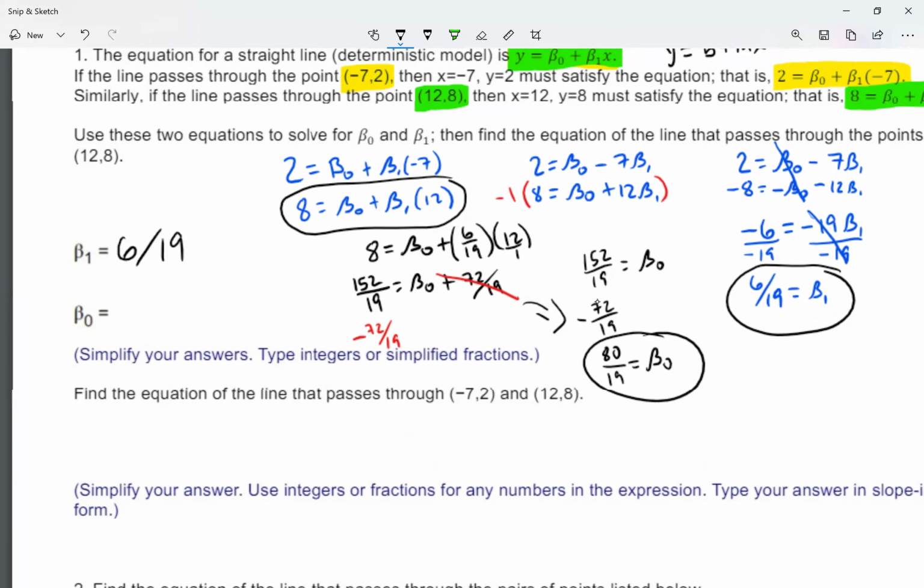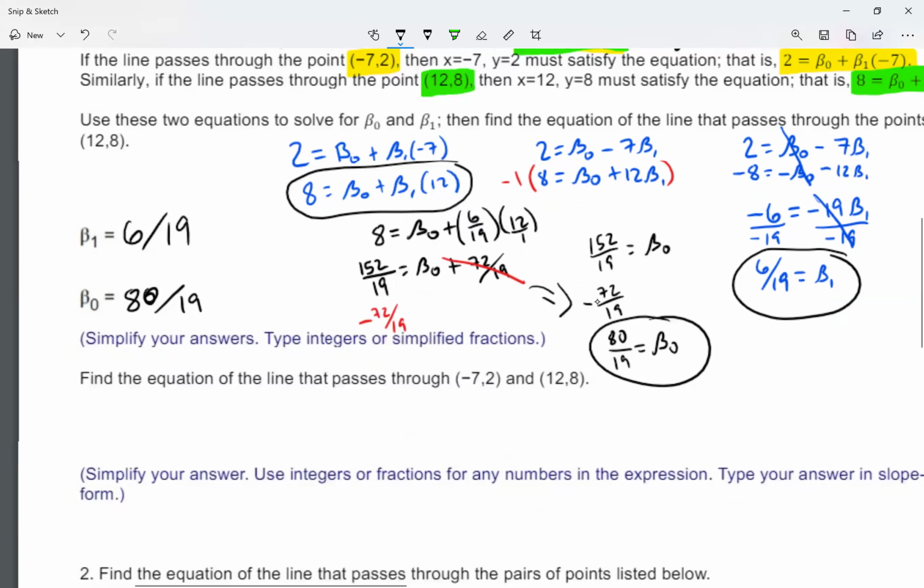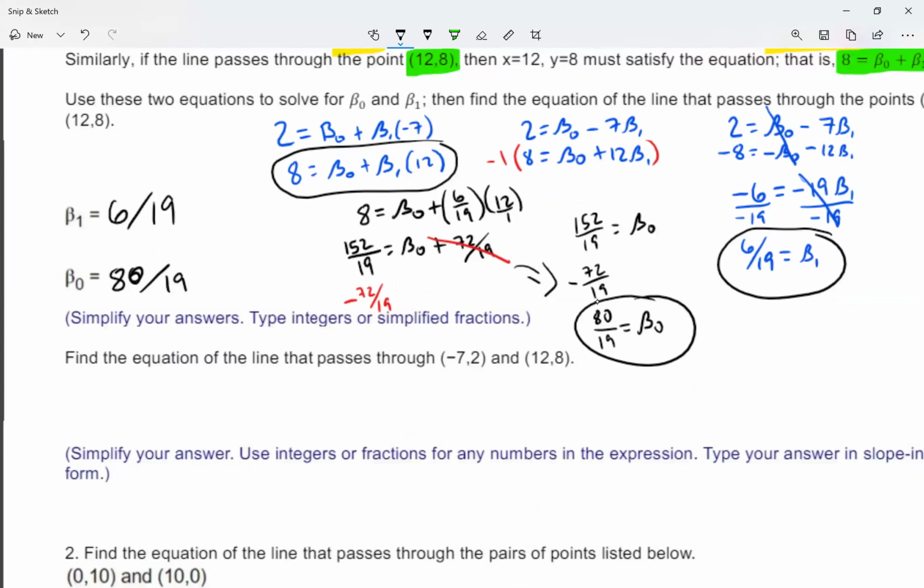backslash 19. This is how I'm going to type in fractions. Like I said, your betas are going to be fractions. We're in stats, so let's not be afraid of fractions. What's beta 0? It's 80 over 19. Like I said, make sure your fractions are simplified. So simplify your answers. Now find the equation of the line that passes through negative 7, 2 and 12, 8.